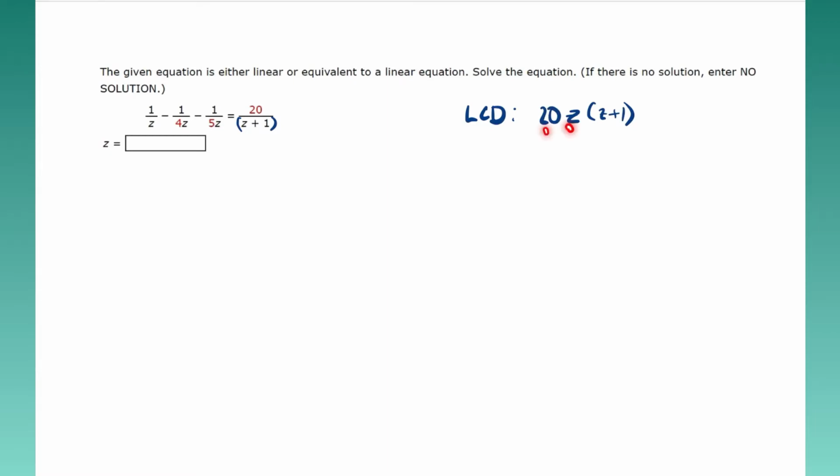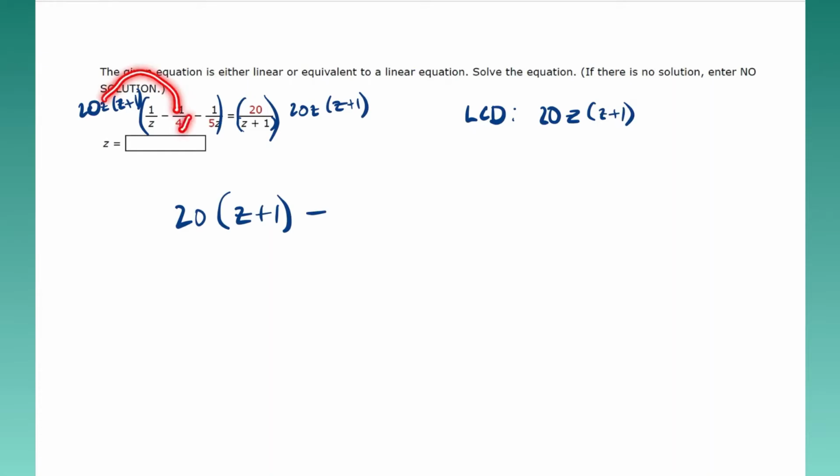So once again, multiply both sides of the equation by that LCD, 20z times z plus 1. When you distribute, in the first term, the z's are going to cancel, so you're just left with 20 times z plus 1, minus the next term. You're going to cancel out the z's again. 4 goes into 20 5 times, so you have 5 times z plus 1. And the next term, when you distribute here, the z's cancel. 5 goes into 20 4 times, you get 4 times z plus 1.